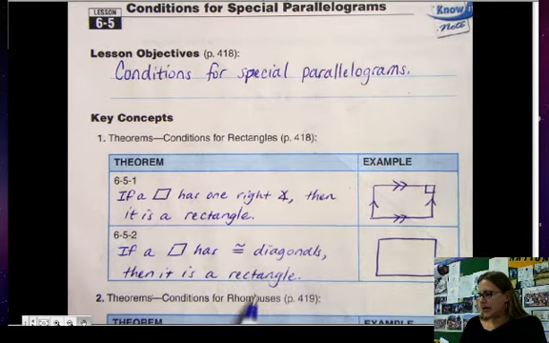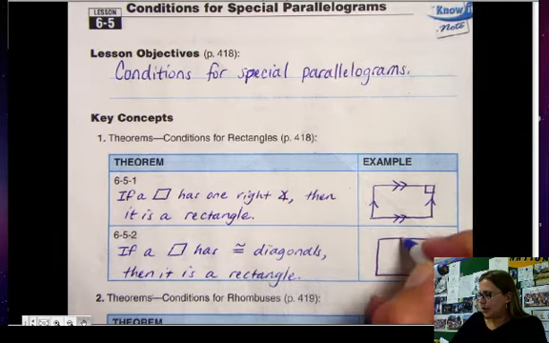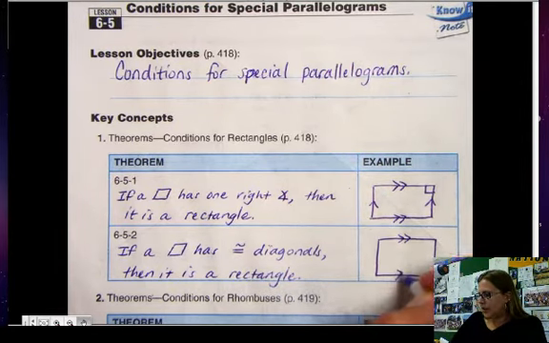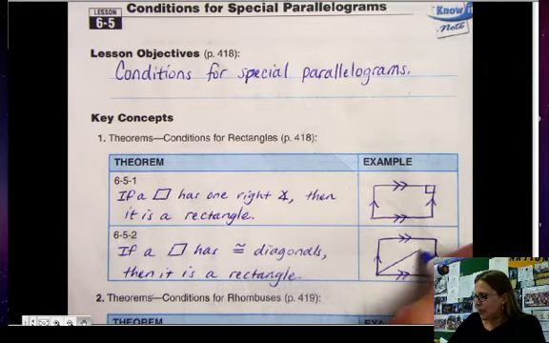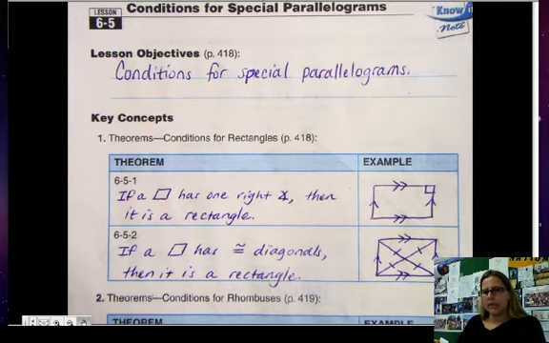It is also a rectangle if, instead, you prove that the diagonals are congruent to each other. So if we know that, first of all, it is a parallelogram by one of those 6 methods, and we know that the diagonals are equal, then we know that it is a rectangle. So that's 2 different ways to prove that a quadrilateral is a rectangle.